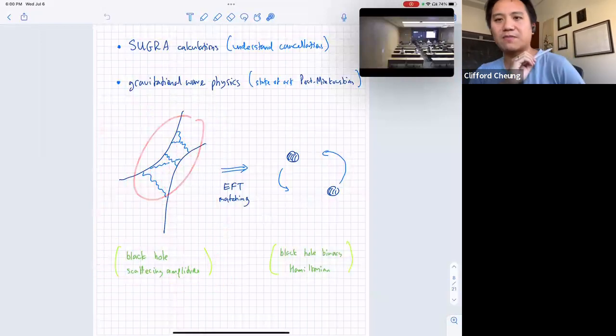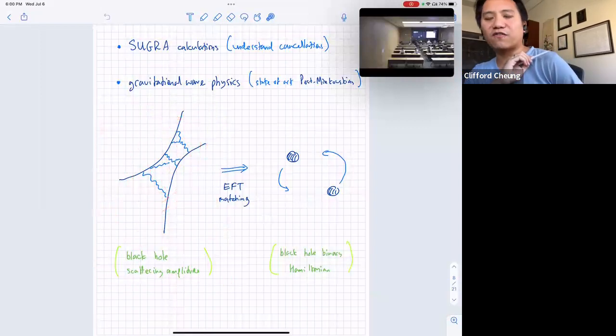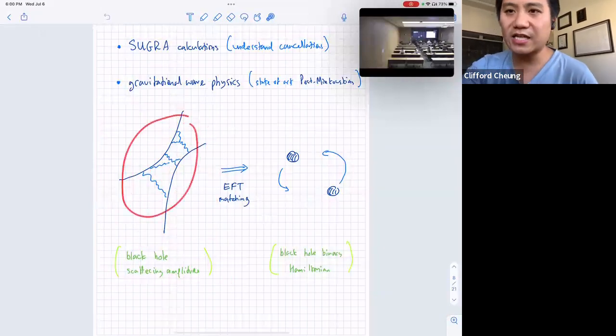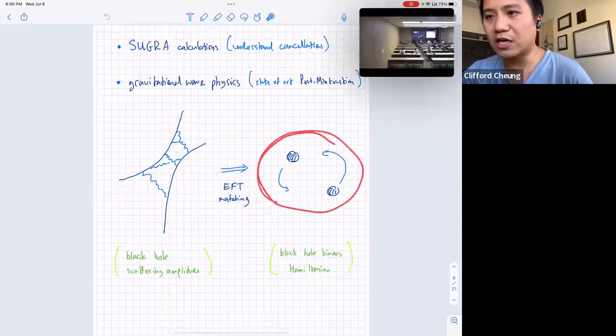You might wonder about loops because I'm saying classical physics. I can elaborate on that, but let me just say that secretly loops include tons of classical physics, basically through phase-space integration, and we're using that to get classical dynamics. Of course, LIGO could not care less about black hole scattering, but we can use effective field theory matching to map this onto the Hamiltonian for a black hole binary inspiral.